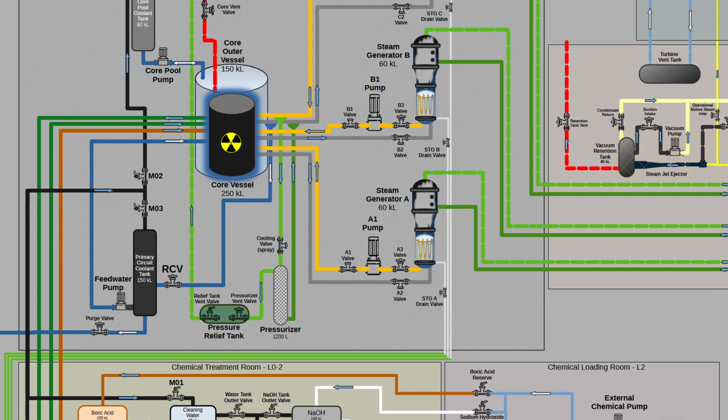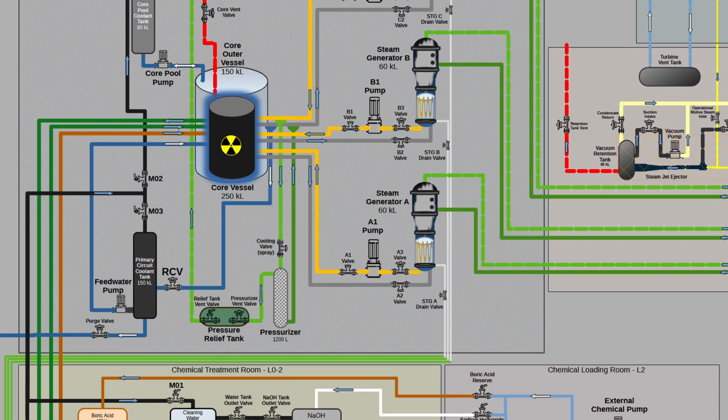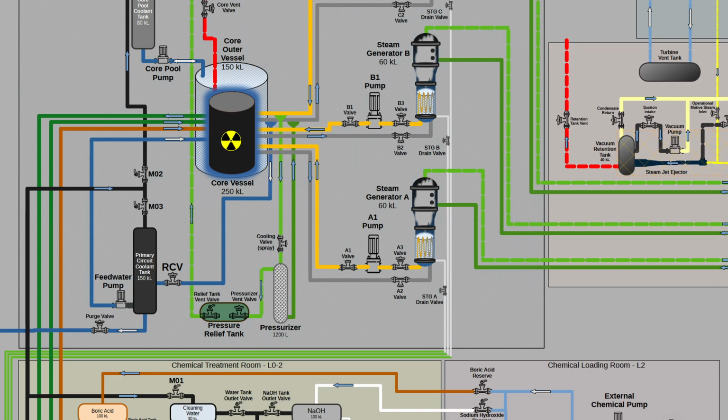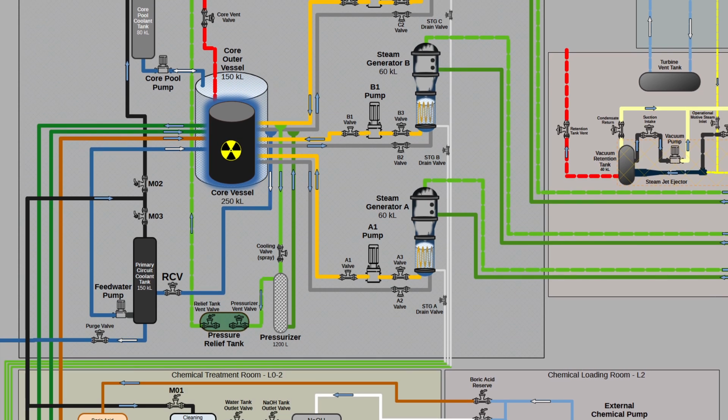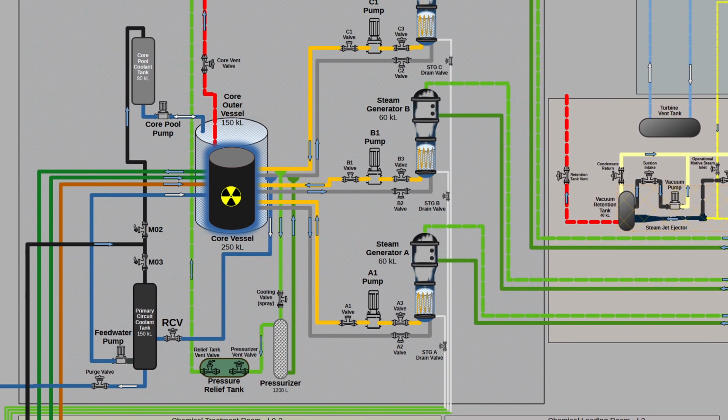Then you've got a connection from the C1 pump coming through to the cooling valve spray, which goes into the top of the pressurizer. Then the steam from the pressurizer will come out into the pressure relief tank, which in turn would store the steam from the pressurizer, which you would then vent out to the atmosphere.